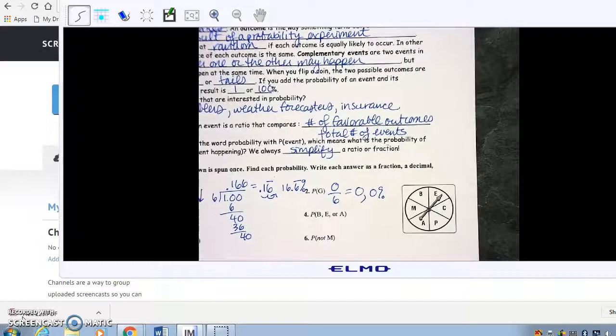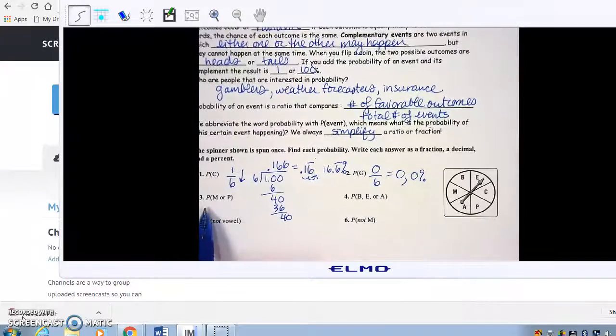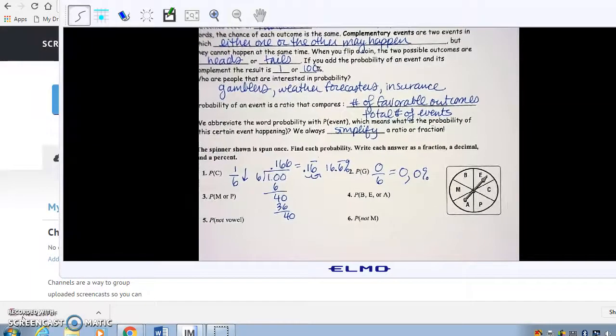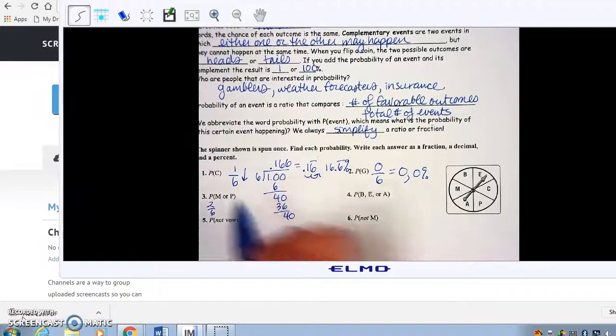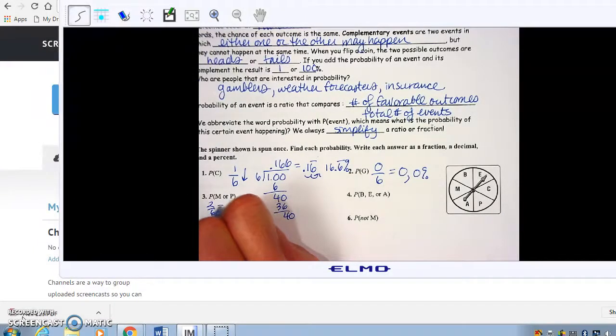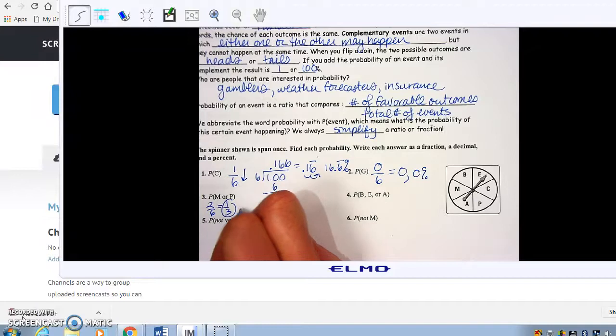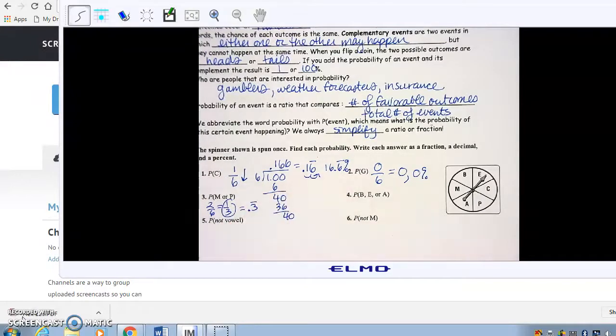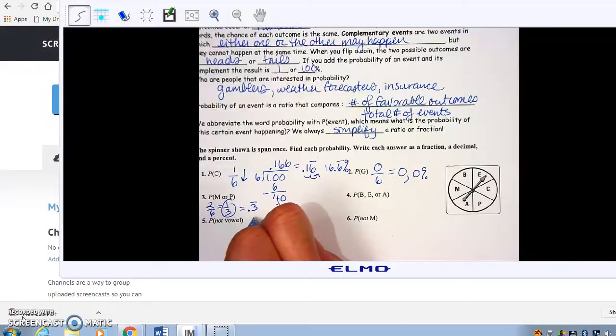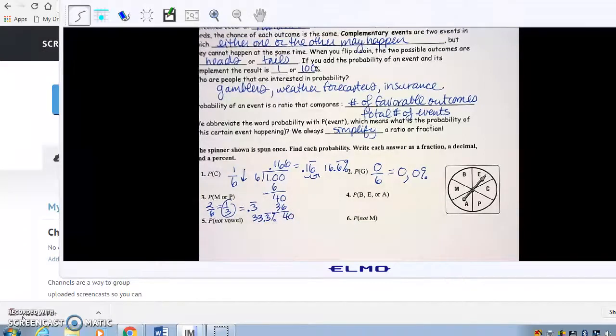Let's try another one. Number 3, what's the probability of an M or a P? So we need to add up the total number of M's and P's. I see 2. 2 out of 6. As a reminder, we simplify. So reduce that to 1/3. If you don't remember what 1/3 is as a decimal, then you would divide again, but this is 0.3 repeating. This is one of those ones that we should be very familiar with. And as a percent, move the decimal point over 2 spaces to the right. 33.3% repeating.